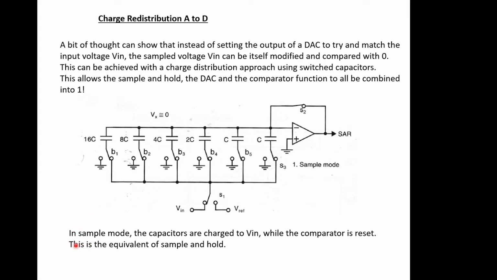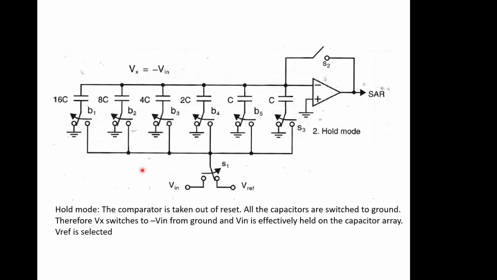So in sample mode, when we're going to sample the signal, we charge the capacitors to Vin, so the input signal comes in and they're all charged to the same voltage, all these capacitors, while the comparator is reset. And that's the equivalent of sampling and holding, because we've just sampled the input voltage and stored a charge on all these capacitors here. And in hold mode, the comparator is taken out of reset, so it's now turned into a comparator, and all the capacitors are switched to ground.